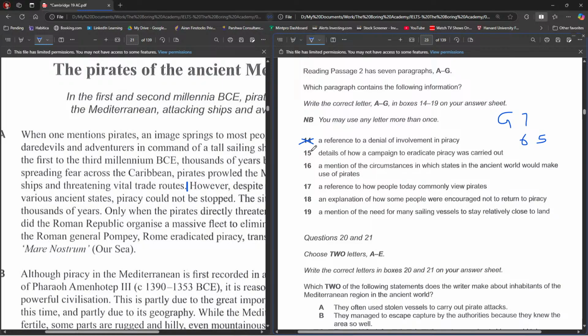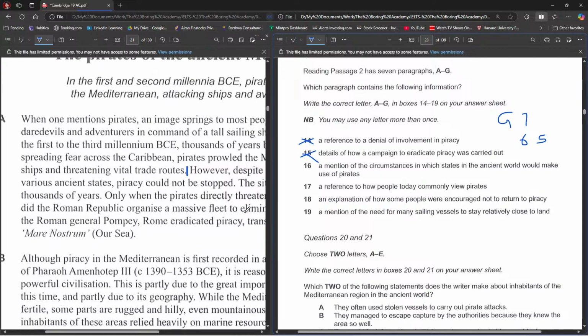No, they don't mention it. Then we cannot select this one. Maybe in the next passages they will mention that this was a campaign, this was how it was organized, and that this is how they removed them. Moving on to the next one.